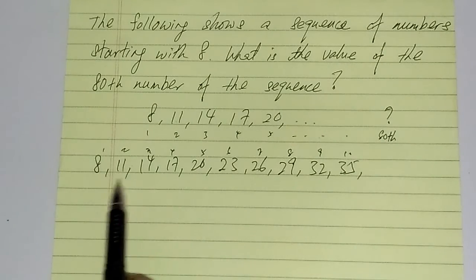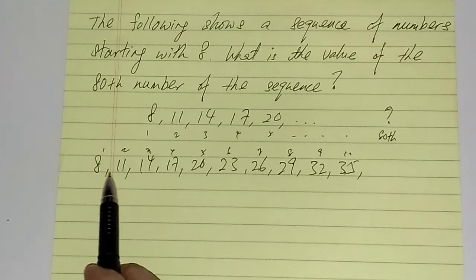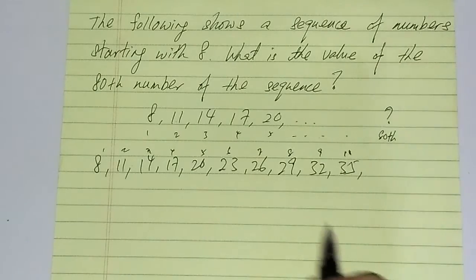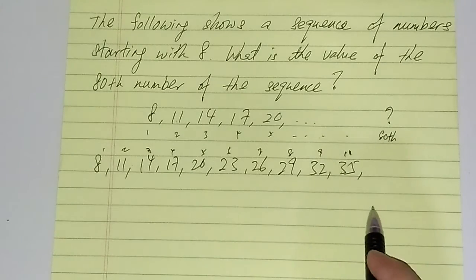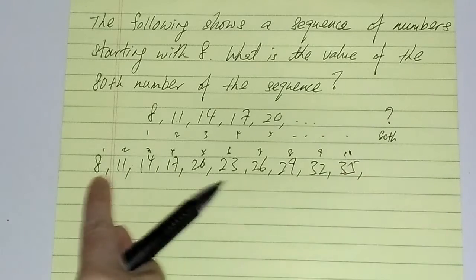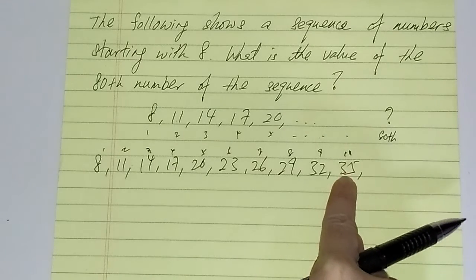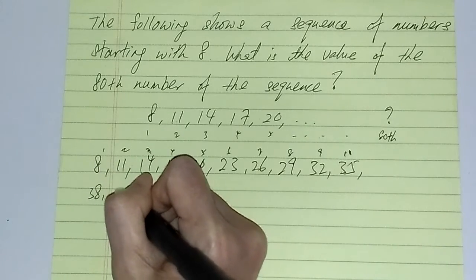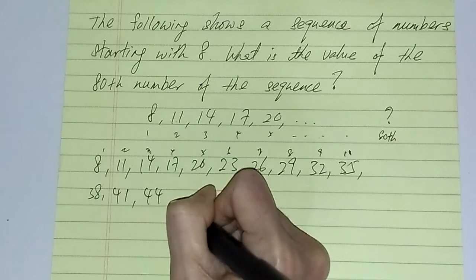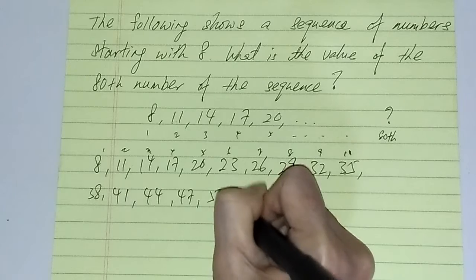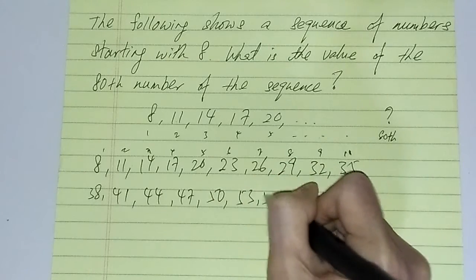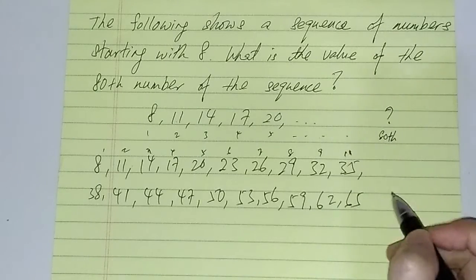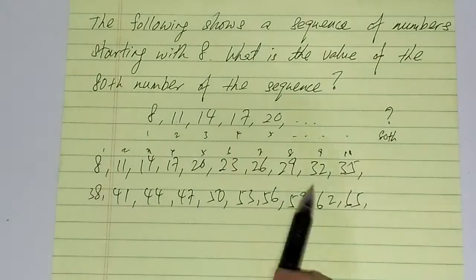Okay, from here we may not be quite able to see the number 80. This is number 10. Okay, number 80. But we may want to do another row and see what the pattern is. The difference is 3. So after 35, 35 plus 3 is 38, 38 plus 3 is 41. So keep adding 3, one after another. Okay, so from here you can kind of see the pattern.